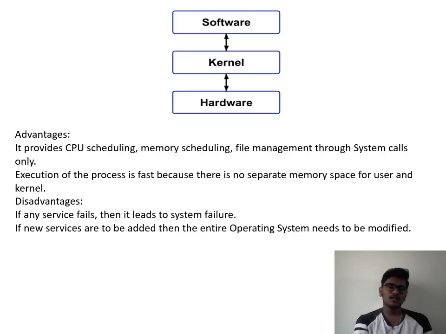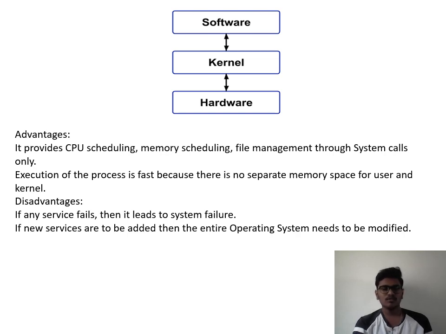So software, kernel, hardware. Advantages of the monolithic kernel are it provides CPU scheduling, memory scheduling, and file management through system calls only. Execution of process is fast because there is no separate memory space for user and kernel.